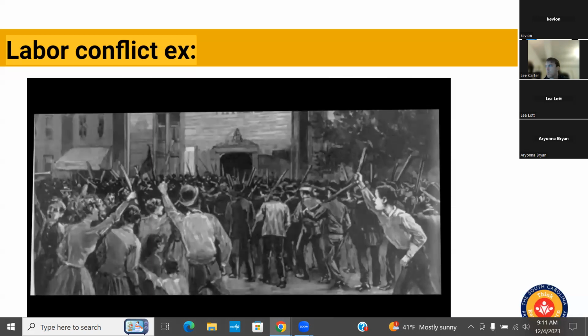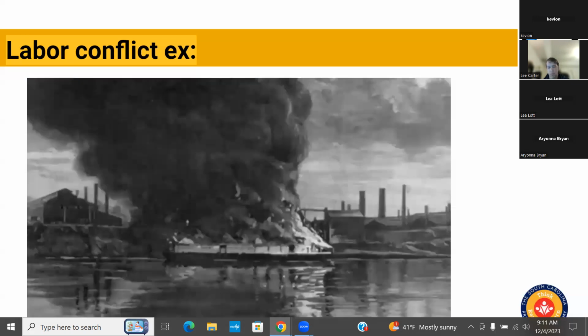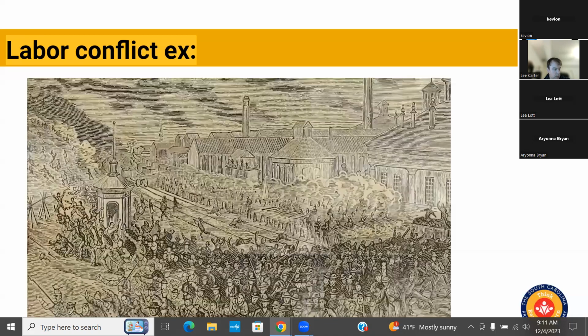A firefight erupted, lasting over 14 hours. By the time they surrendered, 3 Pinkerton men were dead. 9 strikers had also lost their lives.